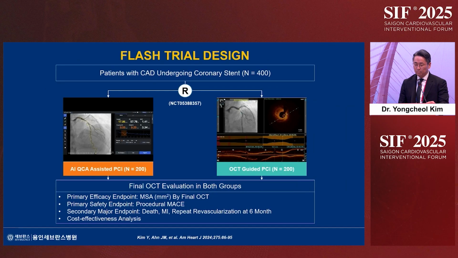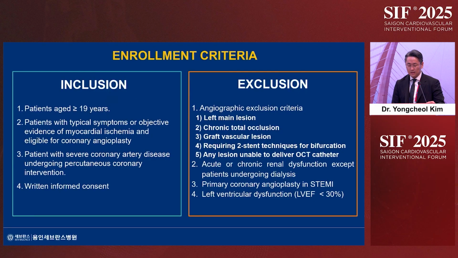Among 400 patients with coronary artery lesions undergoing stenting, we randomly assigned them to the AI-QCA assisted PCI group and the OCT-guided PCI group. The primary endpoint was not clinical outcome, but the minimal stent area by final OCT in all 400 patients. In the FLASH trial, relatively simple lesions were included. Complex lesions, including left main, CTO, graft lesions, and bifurcation lesions requiring two stents, were excluded.